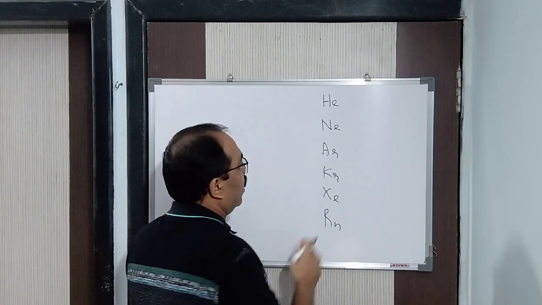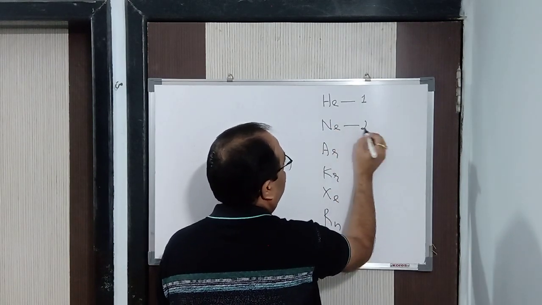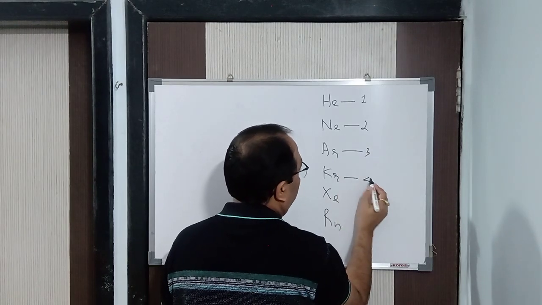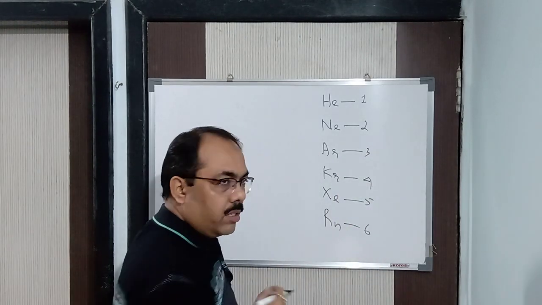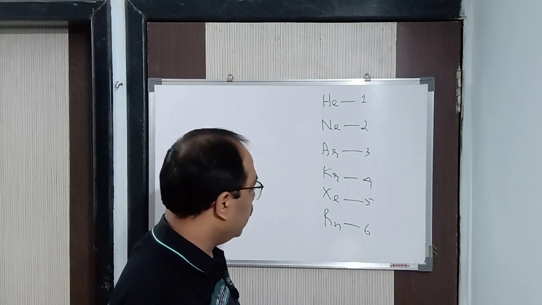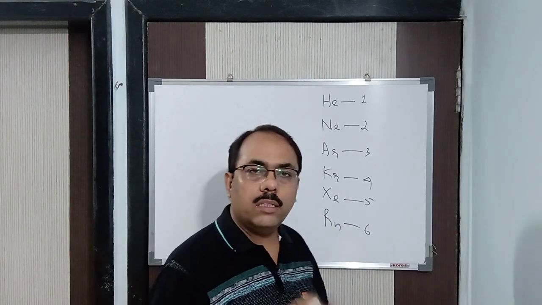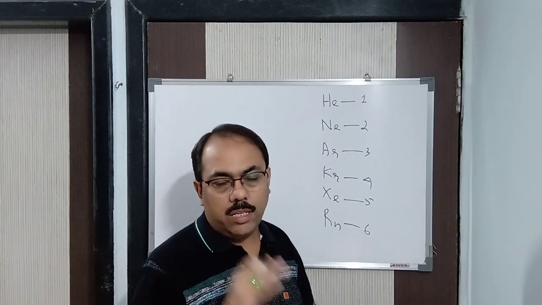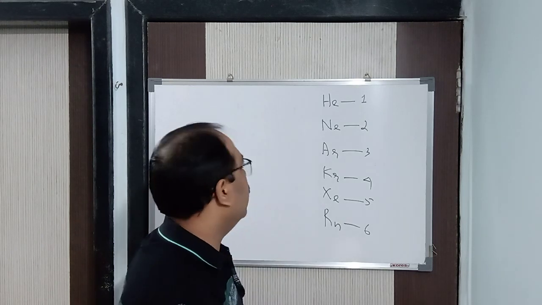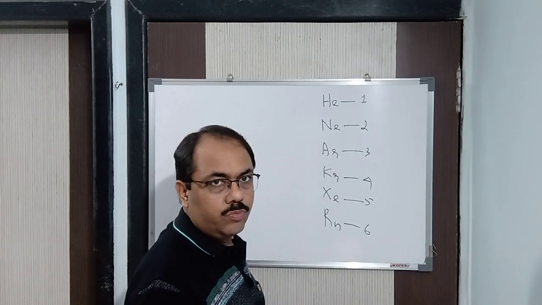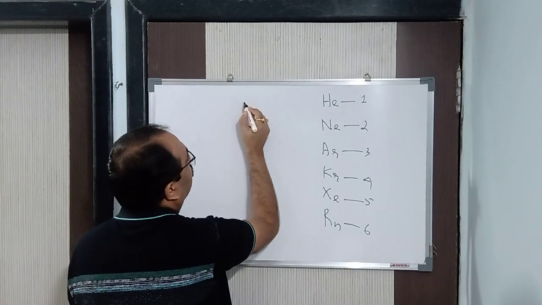Now you write the period to which each belongs. It belongs to the first period, second, third, fourth, fifth and sixth. Seventh we do not know; it is still not established. Next you need to write which block it belongs to. You know that the atomic number of helium is 2. So first you write the atomic number.